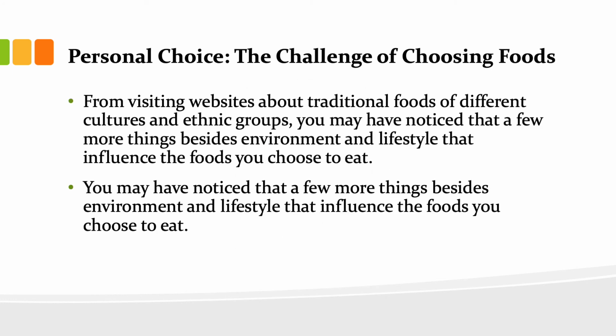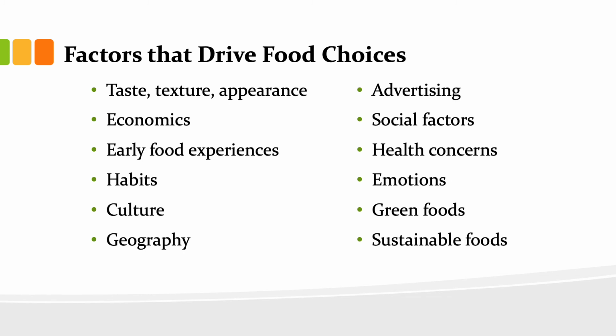From visiting websites about traditional foods of different cultures and ethnic groups, you may have noticed that a few more things besides environment and lifestyle influence the foods you choose to eat. Some of these include taste, texture, and appearance, economics, early food experiences, habits, culture, geography, advertising, social factors, health concerns, emotions, green foods, and sustainable foods.